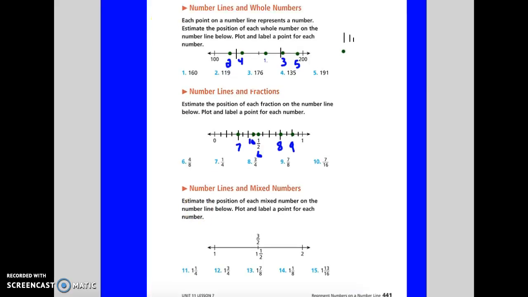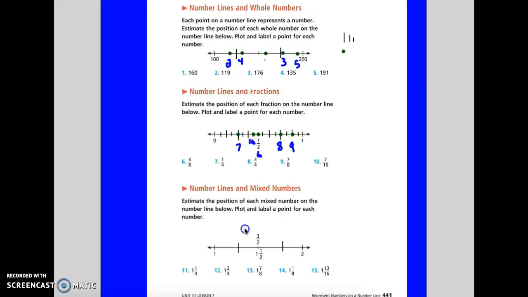All right, so on the next one here, it says estimate the position of each mixed number on the number line below. Plot and label each one. So right now we have a 1 and a half and a 2. I'm going to do the same thing I did before and add lines to represent the 1/4. So we've got 1 and 1/4, 1 and 1/2, 1 and 3/4. I'm going to do that first. That'll take care of my first 2, because the bottom numbers here are 4 and now my sections are 4. So let's go ahead and plot those.